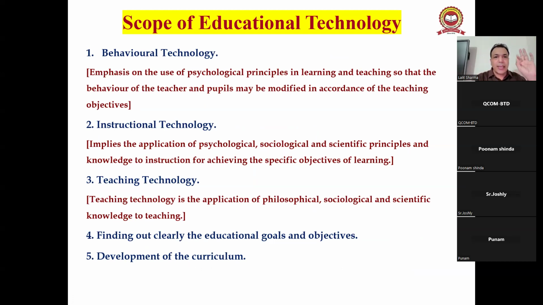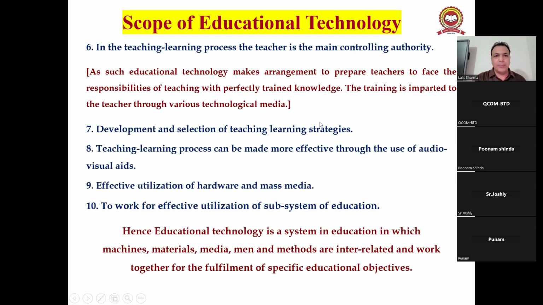Just see it. The scope of educational technology is behavioral technology, instructional technology, teaching technology, finding out clearly the educational goals and objectives, development of curriculum. Number 6, in the teaching learning process, the teacher is the main controlling authority. 7th, development and selection of teaching learning strategies. 8, teaching learning process. 9, effective utilization of hardware and mass media to work for effective utilization of a subsystem of education. So the scope of educational technology is very vast. Even the educational technology term is very vast. It is very comprehensive.